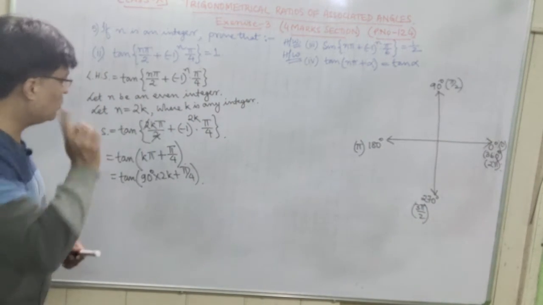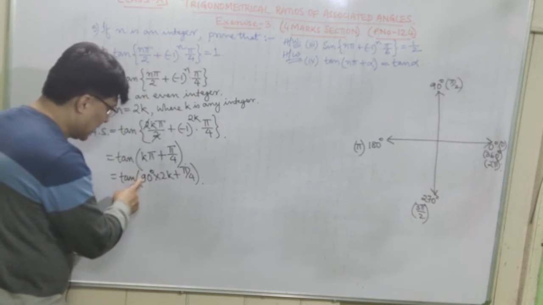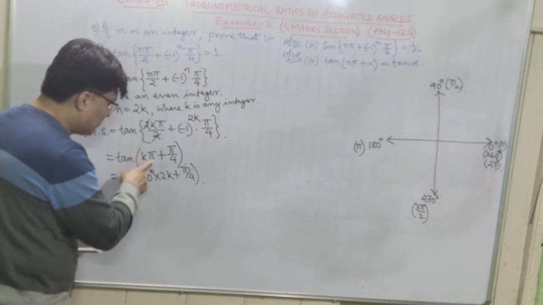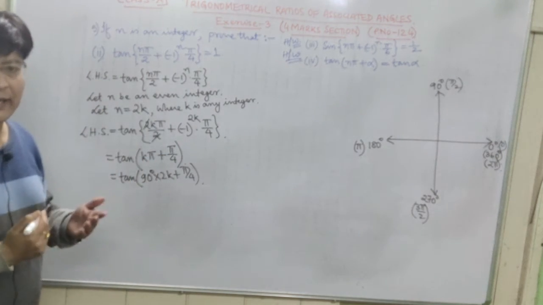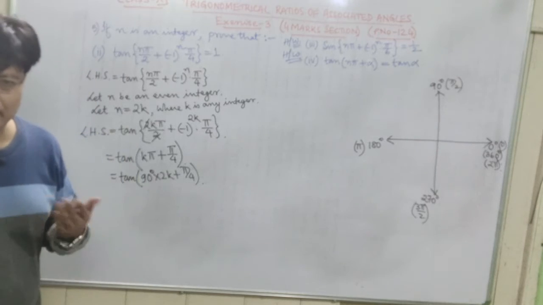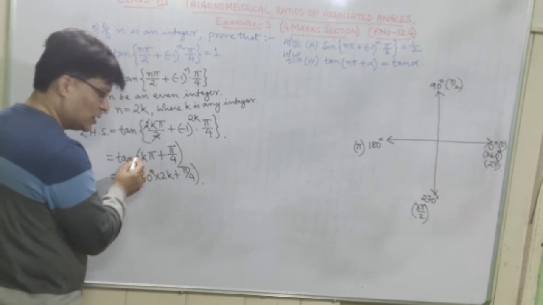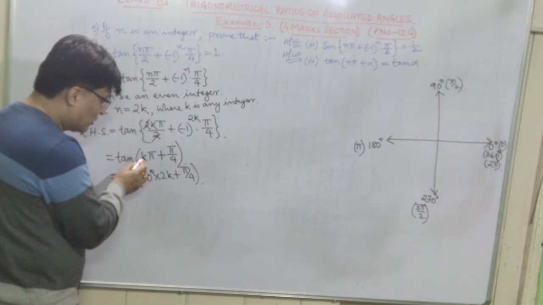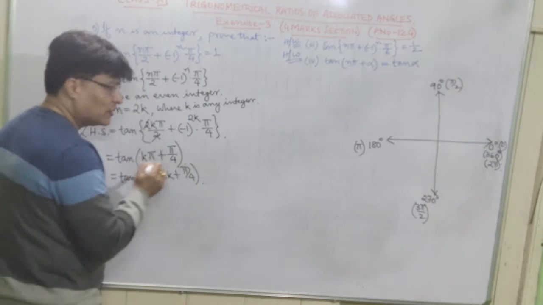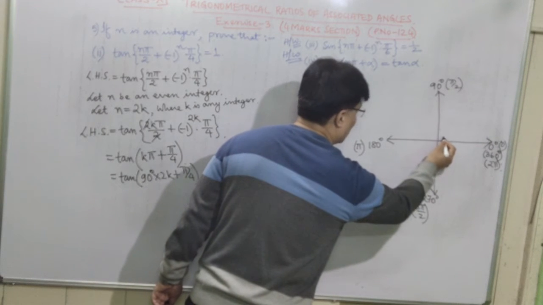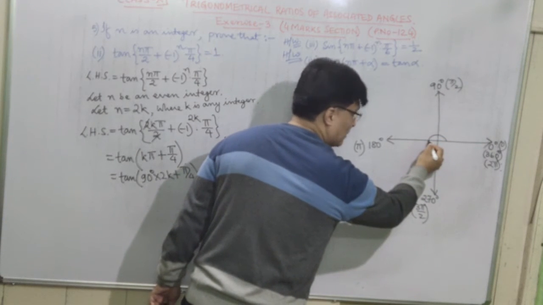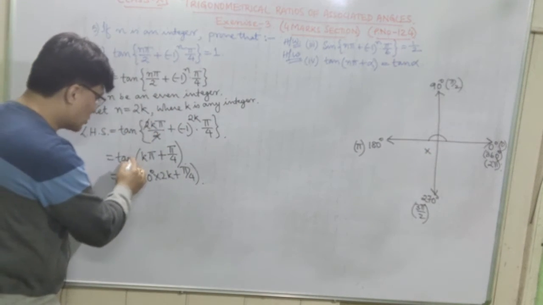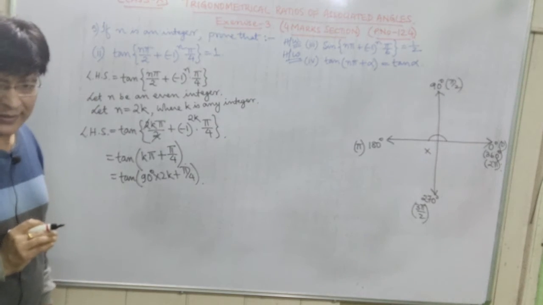Now let us check in which quadrant this angle lies. 90 degree into 2k plus pi by 4, in which quadrant does this lie? K pi plus pi by 4. Here k is a general integer, k may be any integer. Suppose k is equal to 1, putting k equal to 1, it is pi plus pi by 4, isn't it? What is pi plus pi by 4? It lies in the third quadrant. Okay? And in the third quadrant, tan is always positive. You know that. Isn't it?